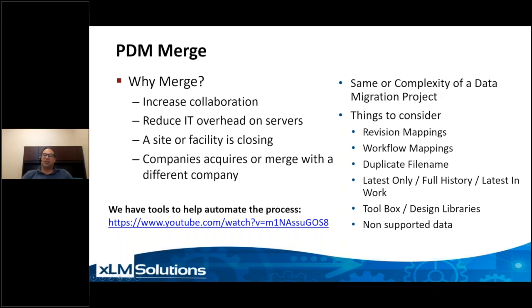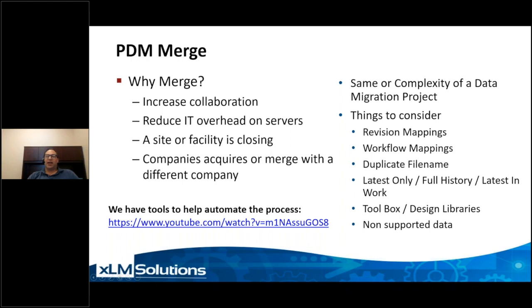And there's things to consider. What are the revision mappings between the sites? Are they both working using the same revision schemes or different ones? What are the workflow mappings? Are they the same workflows or different workflows, or will you have two different sets of workflows in the merge system? Duplicate file names. If you have duplicate file names turned on, and the source system has the same file name, you need a way to handle it. So we've put some logic in to put special prefixes or suffixes on the file name to determine that it's a duplicate, but still allow it to be merged in.